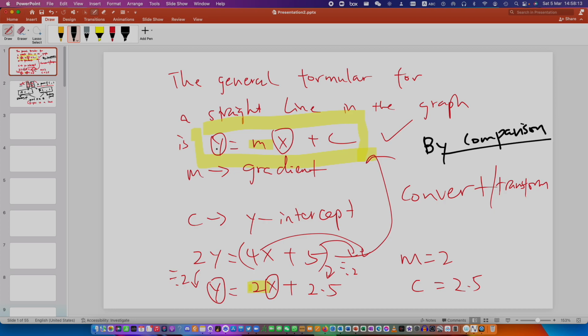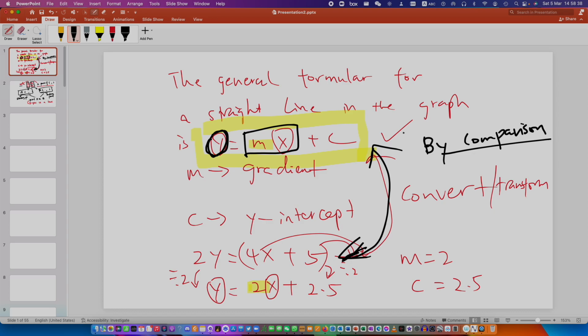You compare these two when they are of the same format. Right? What is the format? The format is you must have a y on the left. Can you have two y? No, only y. What is next? Something x.